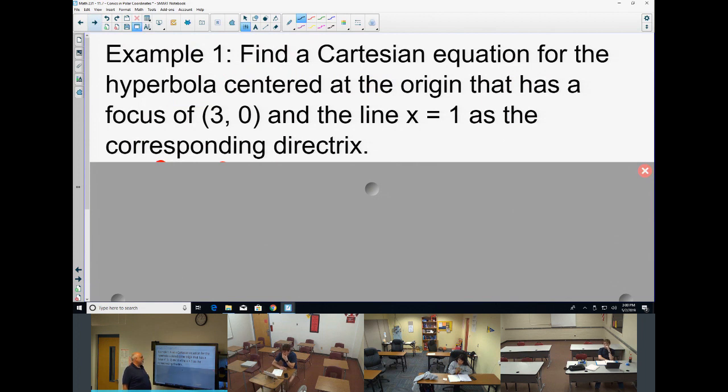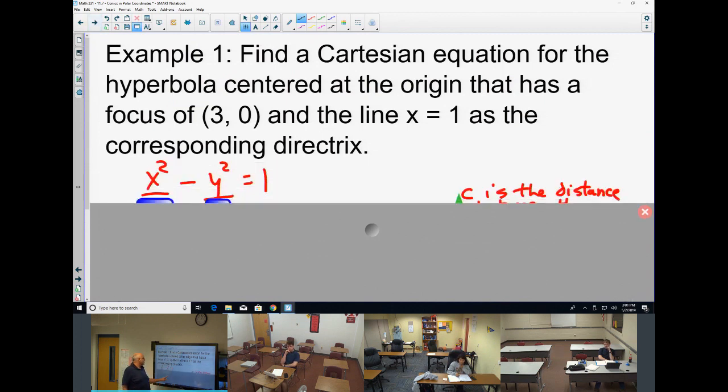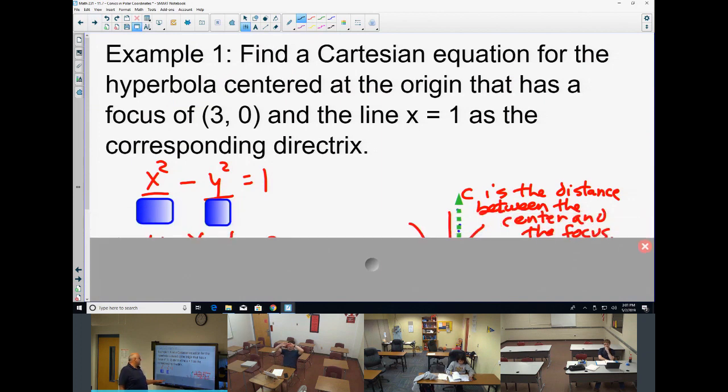All right, so this is: find a Cartesian equation for the hyperbola centered at the origin that has a focus of (3, 0) and the line x equals 1 as the corresponding directrix. First of all, let's break this down piece by piece as to what information this is actually telling us. Find a Cartesian equation for the hyperbola, so that means in x and y. The standard form of the hyperbola centered at the origin is x squared over something minus y squared over something equals 1.